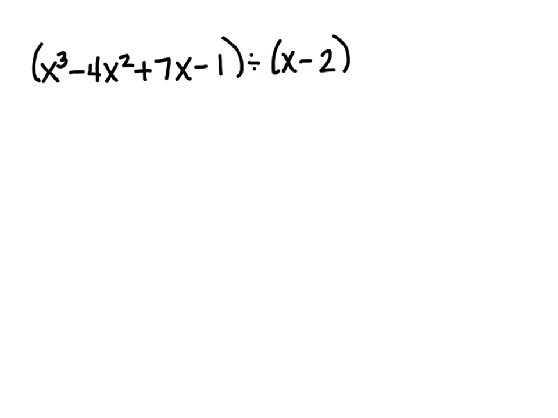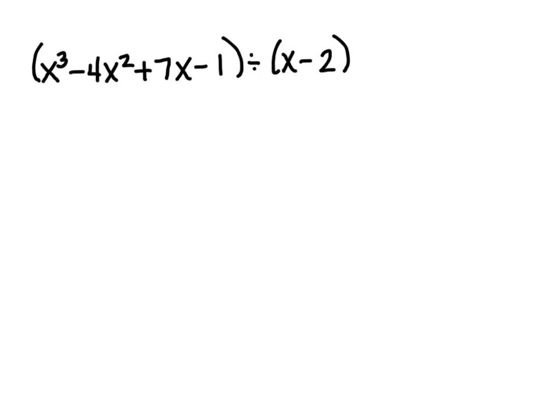In this lesson, we're going to learn how to do synthetic division for x cubed minus 4x squared plus 7x minus 1 divided by x minus 2. Synthetic division is another alternative to using long division. You should get the same answer if you do it correctly, but when we do our math, we're going to focus more on the coefficients of our polynomials.